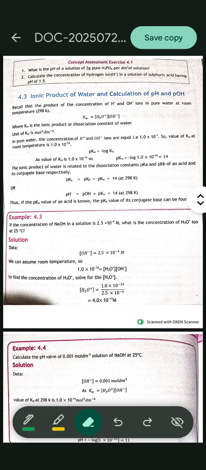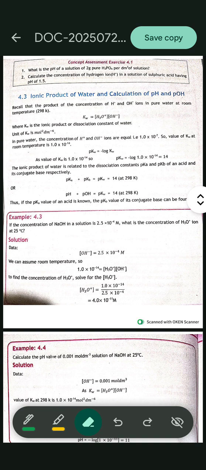pKw will become minus log of Kw. So ionic product of water is related to the dissociation constants pKa and pKb of an acid. So pKa plus pKb is equal to pKw, which is equal to 14 at 298 K, and pH plus pOH is equal to pKw. So if the pKa value of an acid is known, the pKb value of its conjugate base can be found by using this formula.